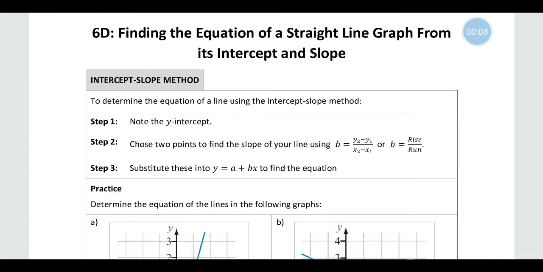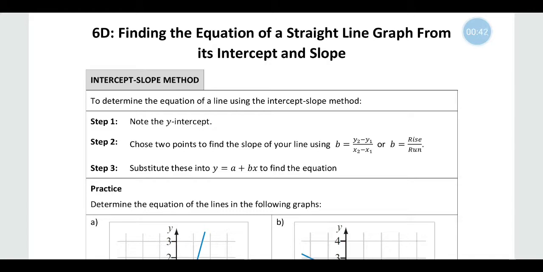Today we are looking at the simplest situation where you are given a linear graph and you are asked to find its equation. Now this is called the intercept-slope method, okay? This method only works when there is a very, very clear y-intercept. You can physically look at the graph, look at where your graph crosses the y-axis, and you know without any doubt exactly what that y-intercept is. Okay, so basically when it's a whole number.